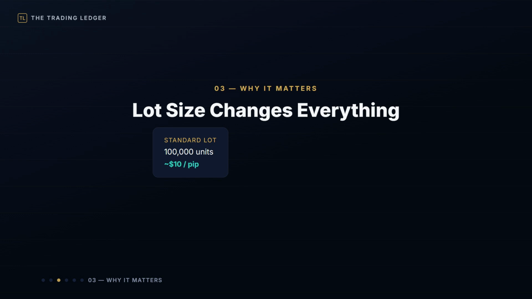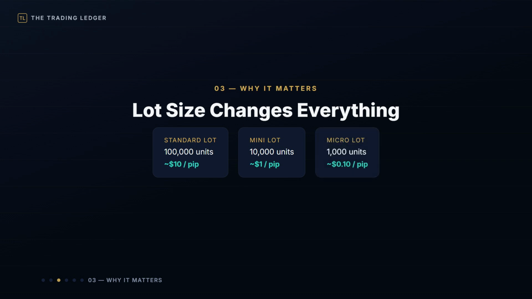A standard lot is 100,000 units, worth around $10 per pip. A mini lot is 10,000 units, worth around $1 per pip. A micro lot is 1,000 units, worth around 10 cents per pip. So let's put that in perspective. Say you open a trade on the euro versus the US dollar with a standard lot, and the price moves 50 pips in your favor.